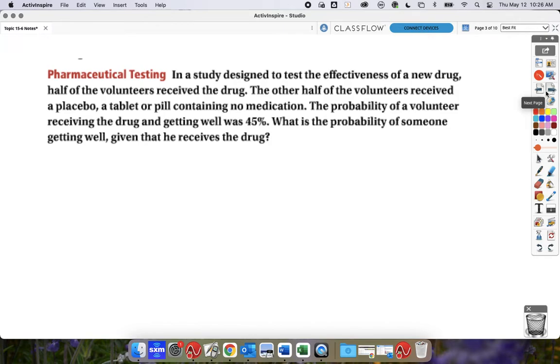In a study designed to test the effectiveness of a new drug, half the volunteers received the drug. The other half of the volunteers received the placebo. You know what a placebo is? It's like a fake drug, like a sugar pill. You think you're taking the real drug, but you're not. It's a tablet or pill containing no medication. Now, the probability that a volunteer received the drug and got well was 45%. What is the probability of someone getting well given they received the drug?